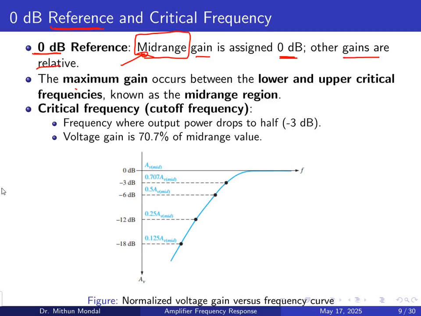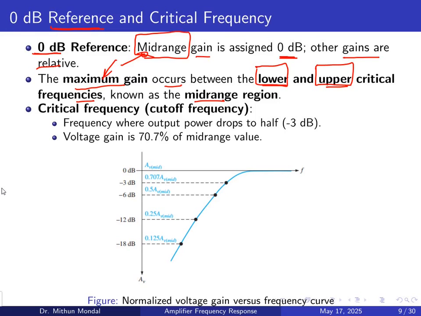The mid-range is basically the maximum gain that occurs between the lower and the upper critical frequency, which is known as the mid-range frequency region. So we need to get the lower critical frequency and the upper critical frequency, and then only we will get what is the maximum gain in between it.